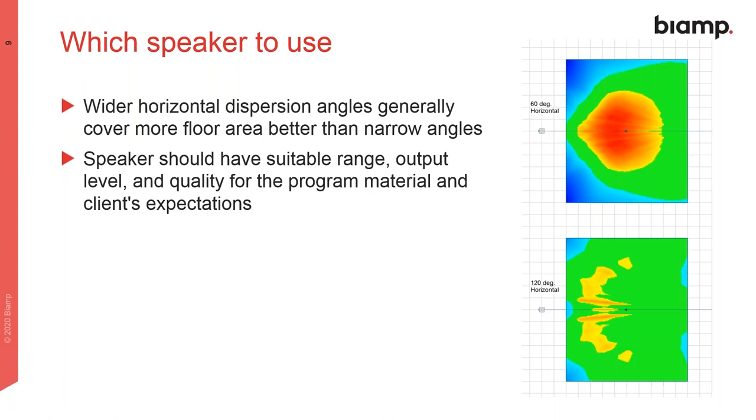But the top is a 60 degree horizontal. The bottom is a 120 degree horizontal version. The same speaker, both 60 vertical. So the wide horizontal by narrow vertical will cover much more of the floor. Here we got a little bit above and a little bit below, but it's not like this one. It's got a huge hot spot in the middle and is not reaching the corners.